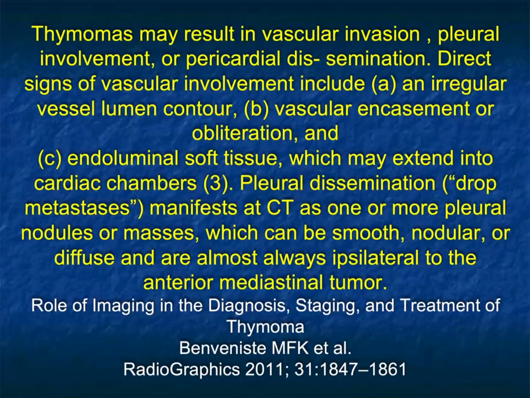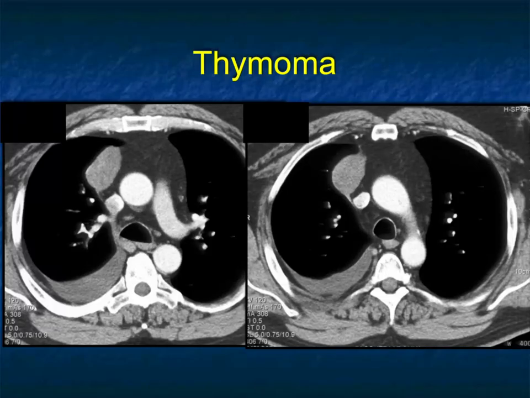Now, when thymomas occur, they can be well defined, but they can involve vascular structures by direct invasion. You can have pleural involvement or pericardial involvement. You can have implants, and drop lesions on the pleura is one of the challenges with thymomas, particularly malignant thymomas. The way you can tell thymomas are malignant is they become invasive, or they have implants on the diaphragm, the pleura, or on the pericardium, a very classic appearance.